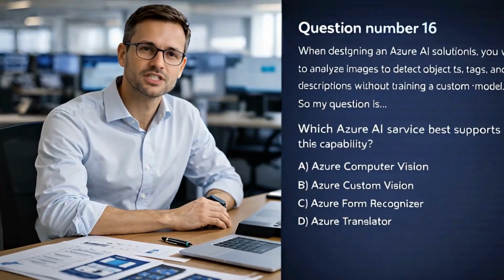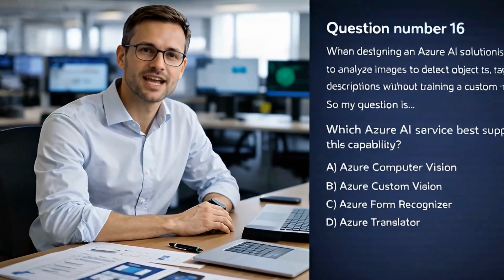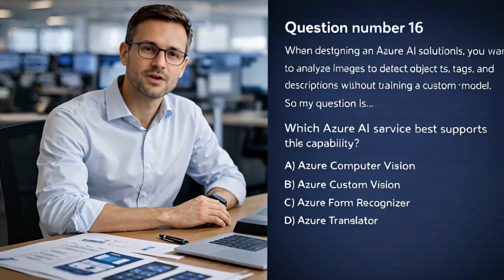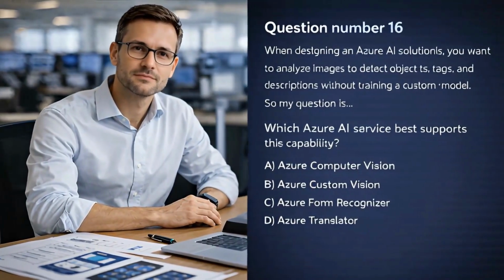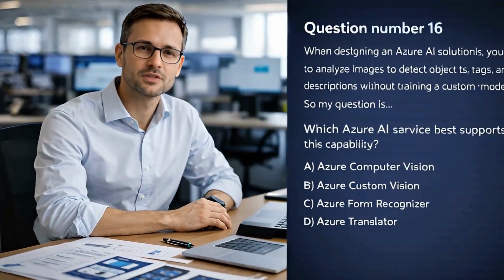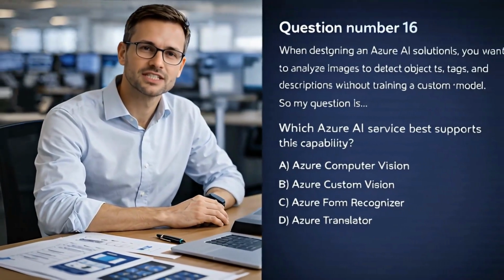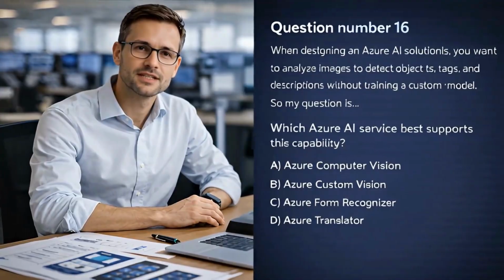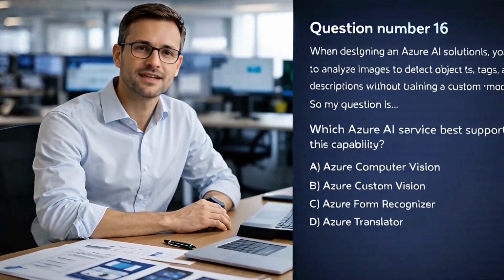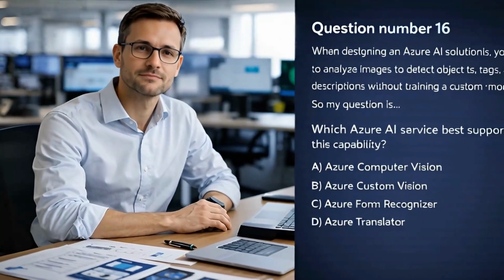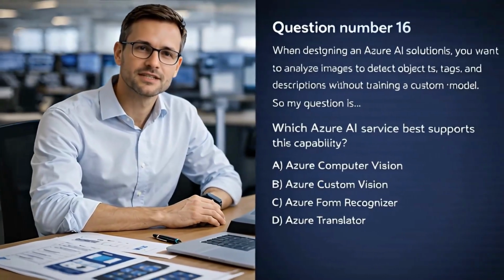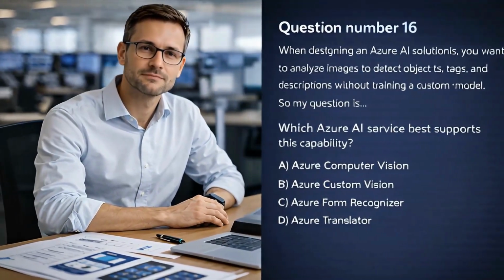Okay, here is question number 16. When designing an Azure AI solution, you want to analyze images to detect objects, tags, and descriptions without training a custom model. So my question is, which Azure AI service best supports this capability? Options are A. Azure Computer Vision. B. Azure Custom Vision. C. Azure Form Recognizer. D. Azure Translator.